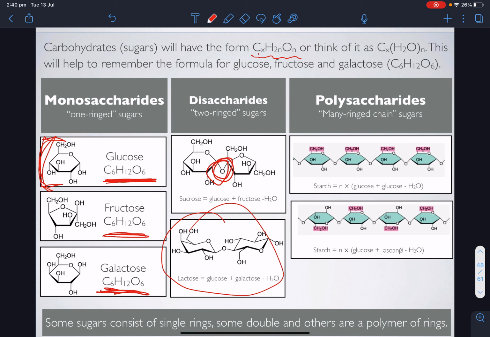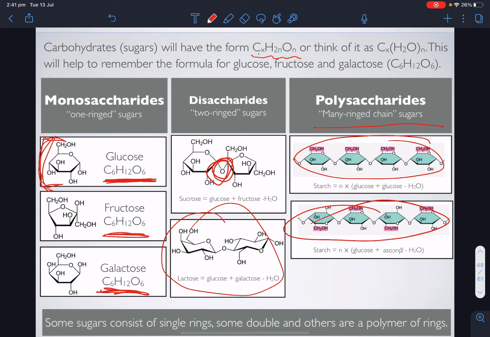You also have polysaccharides, which are just many-ringed chain sugars. You've got starches. Oh, and I've just got another form of starch there. So two forms of starch. Oh, one of them's just upside down. Look what I did there. I put glucose written upside down. All right, so some sugars consist of single rings, double rings, and a polymer of rings. A little bit more detail on that in our polymer chapter, not too much. Main thing is C6H12O6 for that glucose.